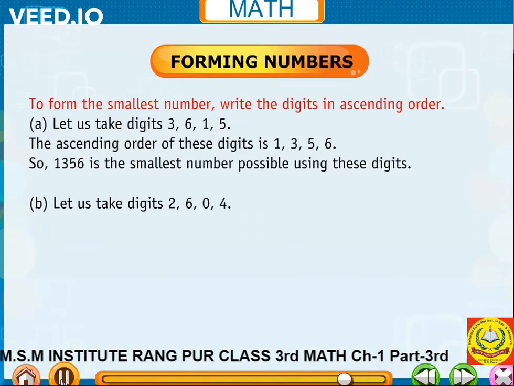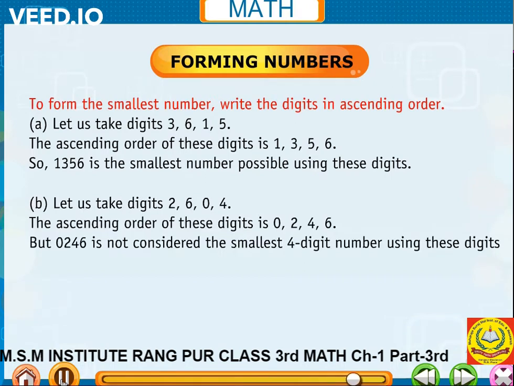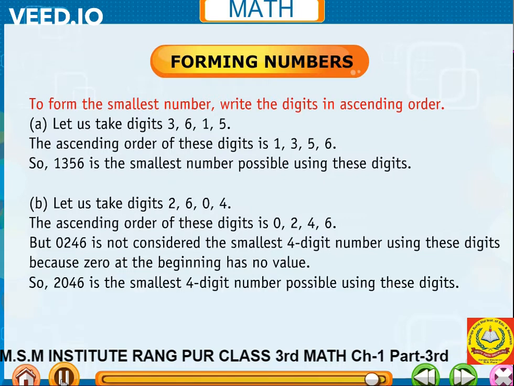Let us take digits 2604. The ascending order of these digits is 0246. But 0246 is not considered the smallest 4-digit number using these digits because 0 at the beginning has no value. So, 2046 is the smallest 4-digit number possible using these.